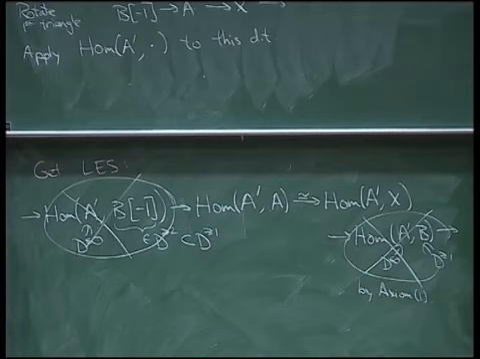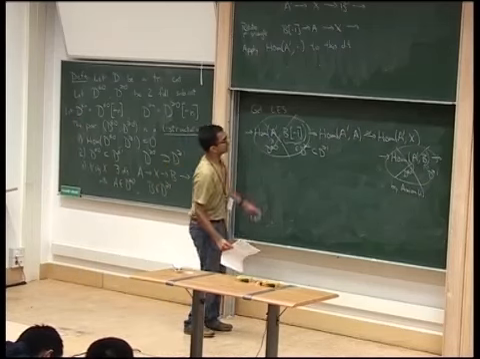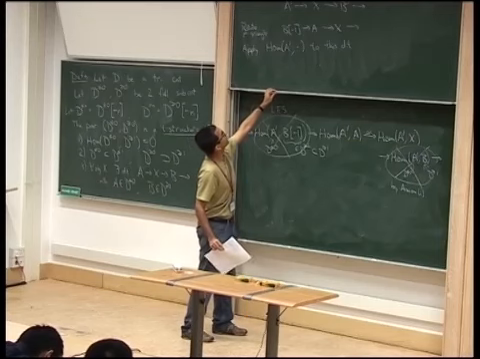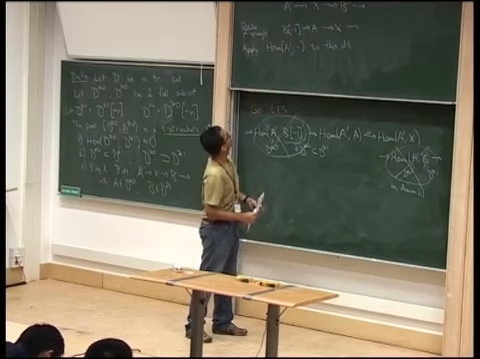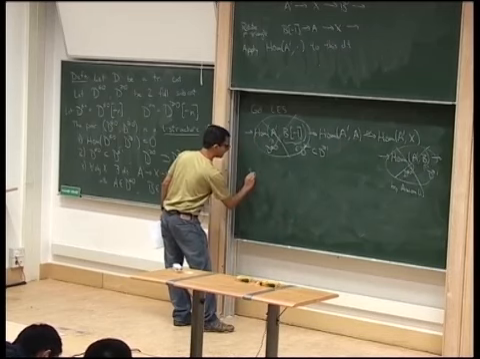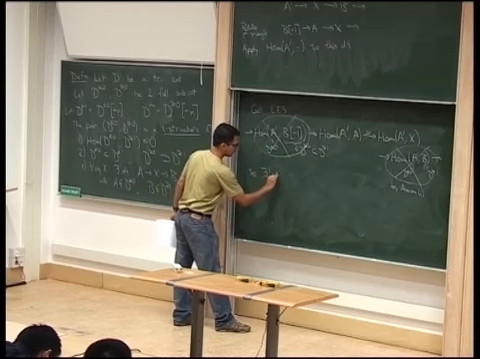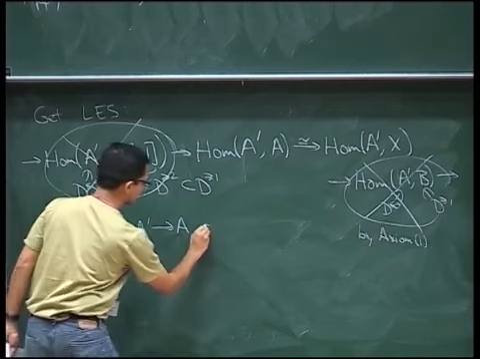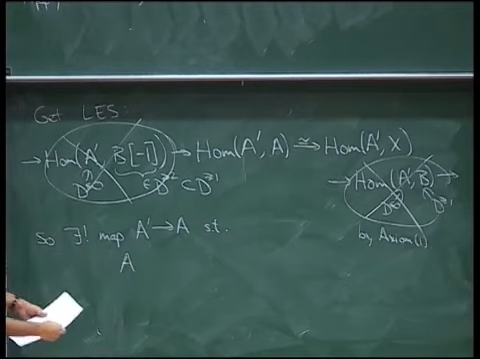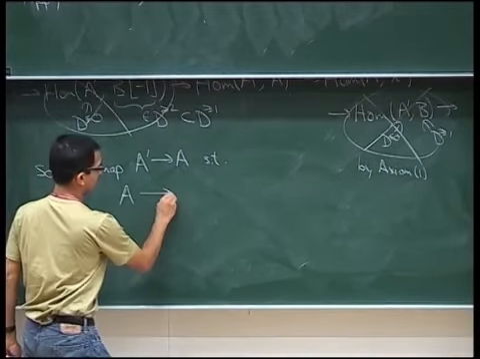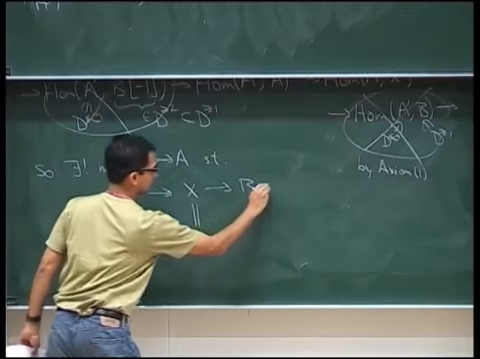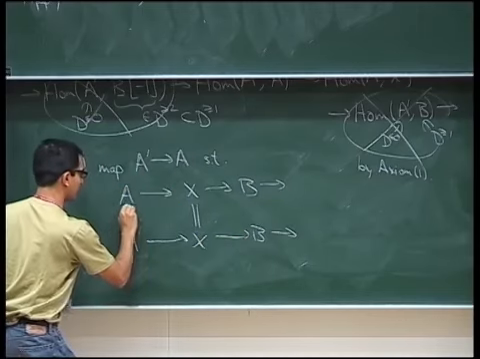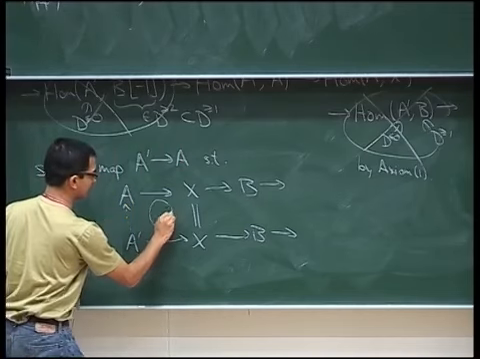So those Hom groups are isomorphic. And we have a canonical element in Hom(A prime, X), because we started with the distinguished triangle, which has a map from A prime to X. So that means that there is a unique map from A prime to A such that, I'll just redraw that diagram down here, A goes to X goes to B. What we found is a canonical map going this way that makes this commute.